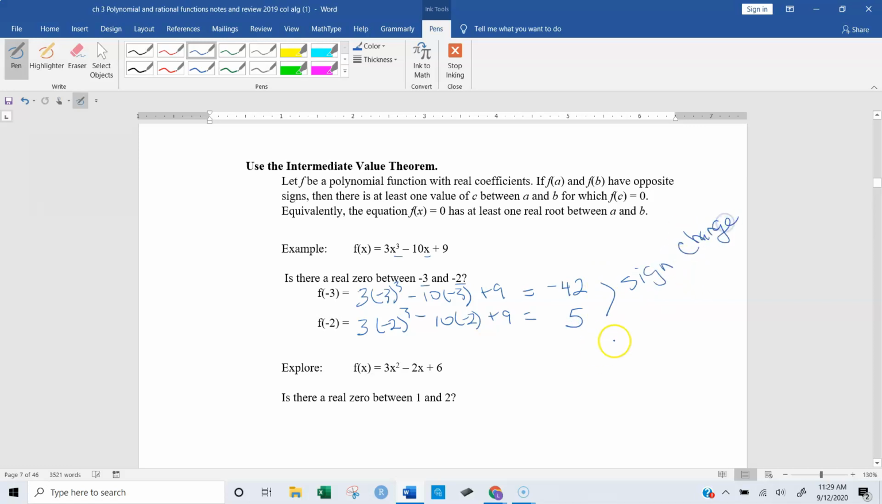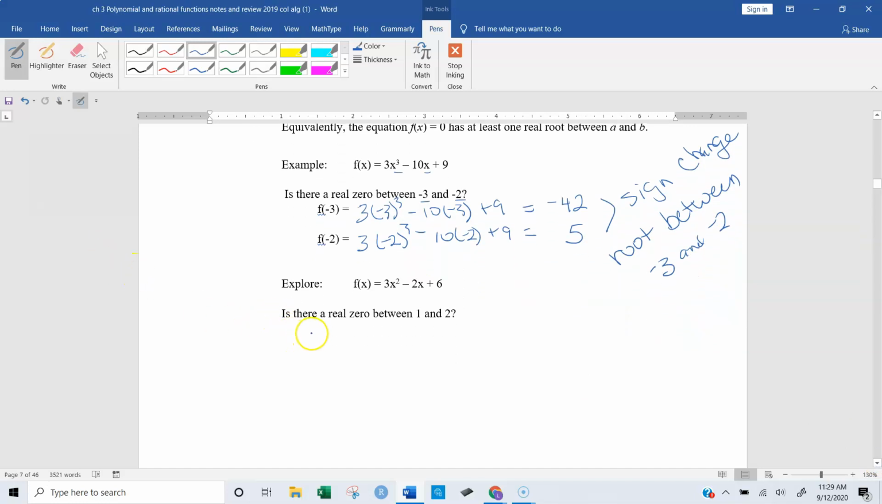So that means there is a root between -3 and -2. We don't know exactly where it is, but we know it crosses there. Okay, pause and try yours.